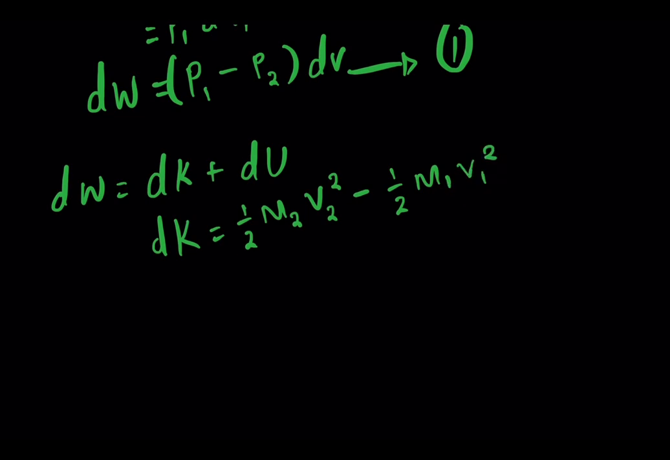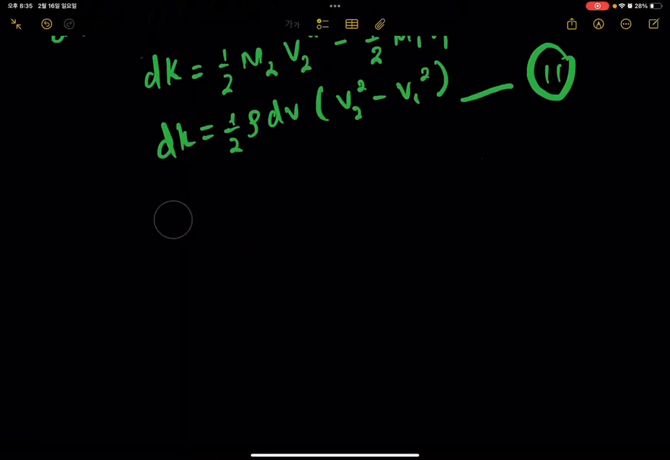Now, please don't get confused. This v doesn't mean volume. This v implies velocity. So don't get confused with this dV. This v and this v are not the same. The v in the kinetic energy equation means velocity. Keeping that in mind, now let's move on.